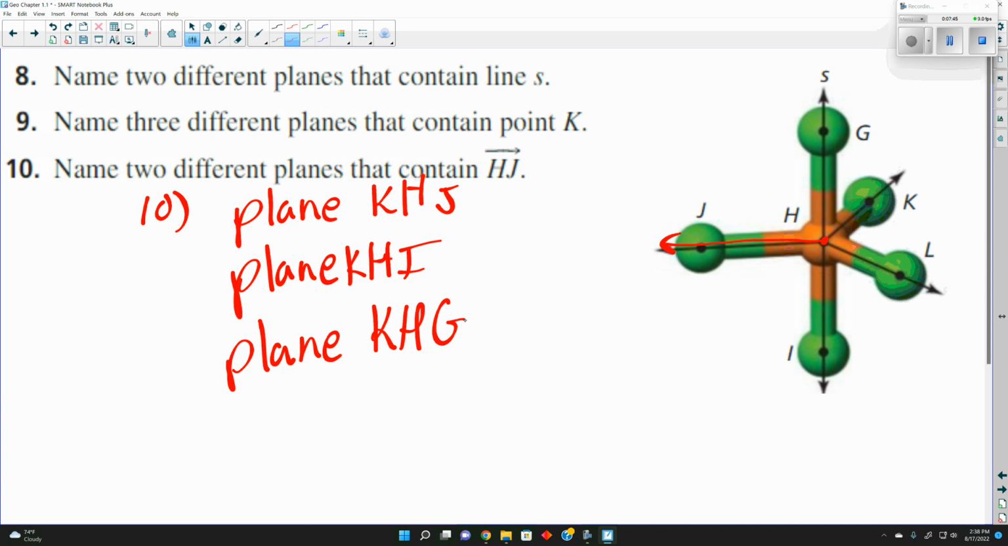So that's it. Because again, any 3 points will make a plane. KHG, sorry, no. So this should be J. K, let's just make sure. K, H, G, so that would work. K, H, J would work because it would include this line segment here. K, H, I.